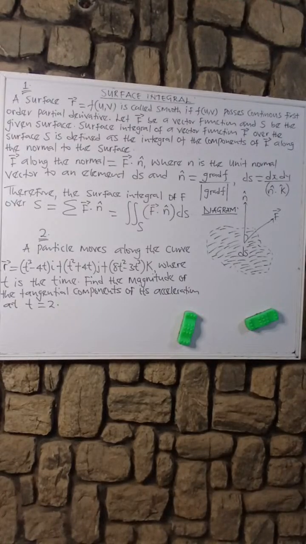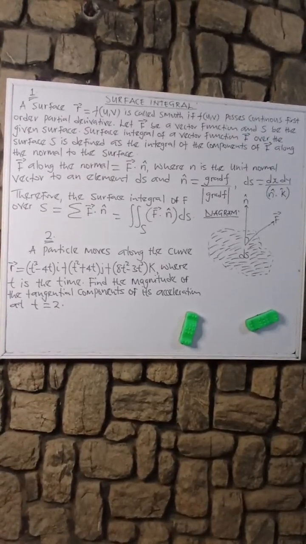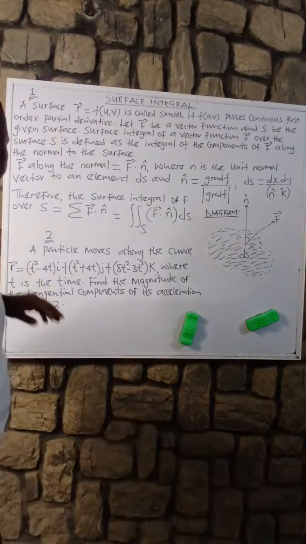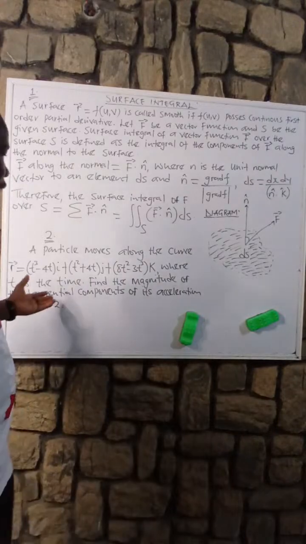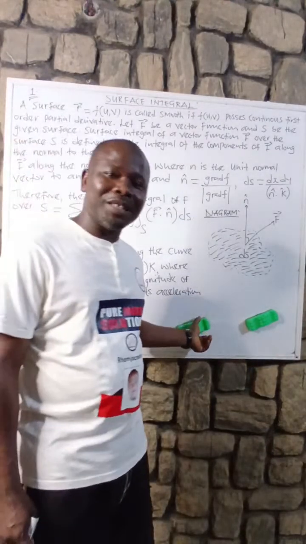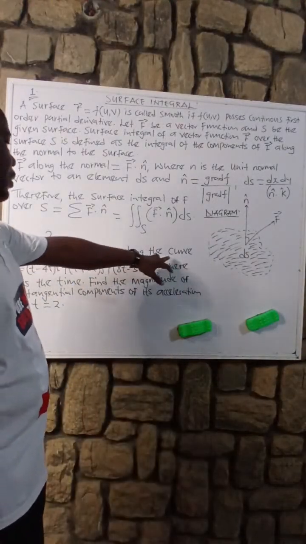So we are going to consider this problem. So far, so good. Let us move further to consider this problem. In the question here, they said a particle moves along the curve. This is a physics question, but do you know that physics is mathematics? At the same time, mathematics is physics. True or false?